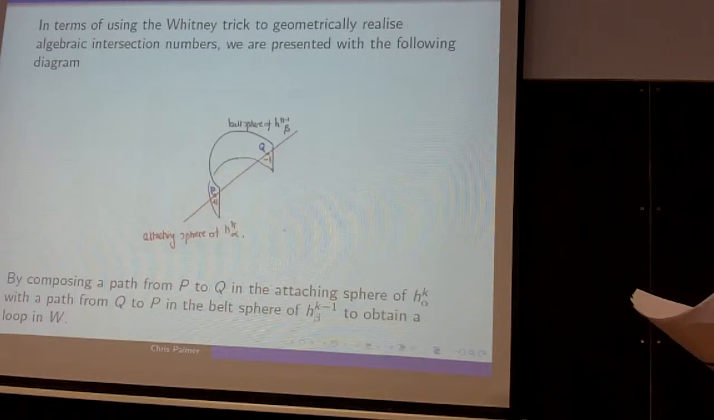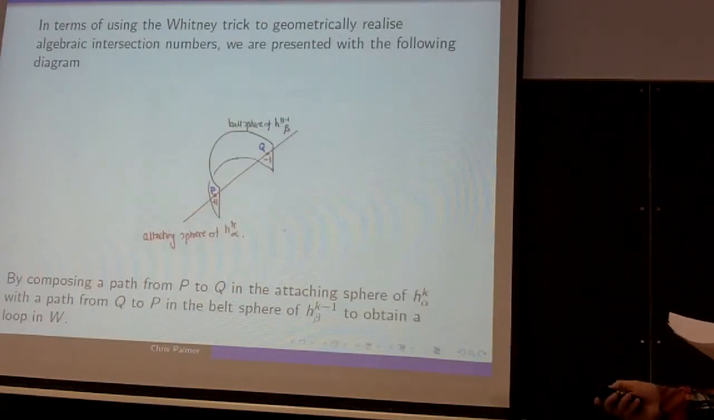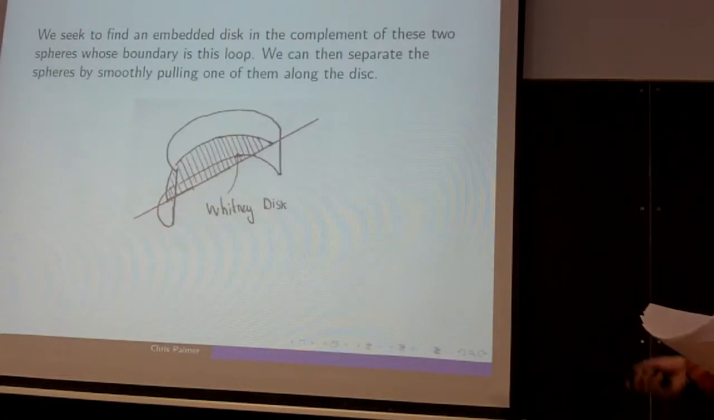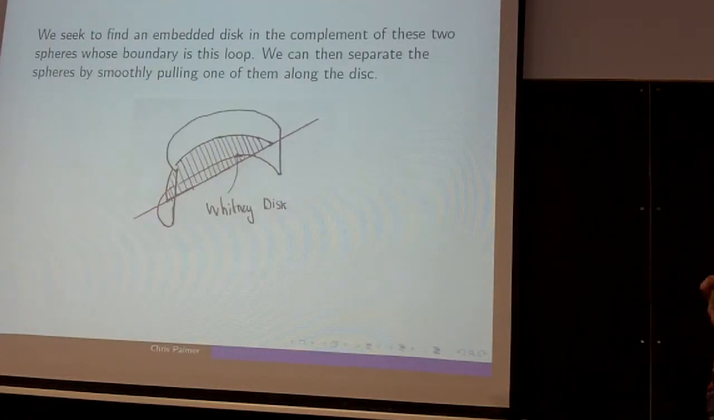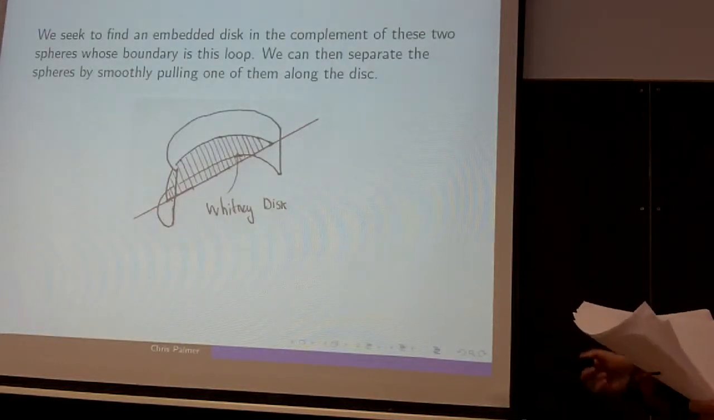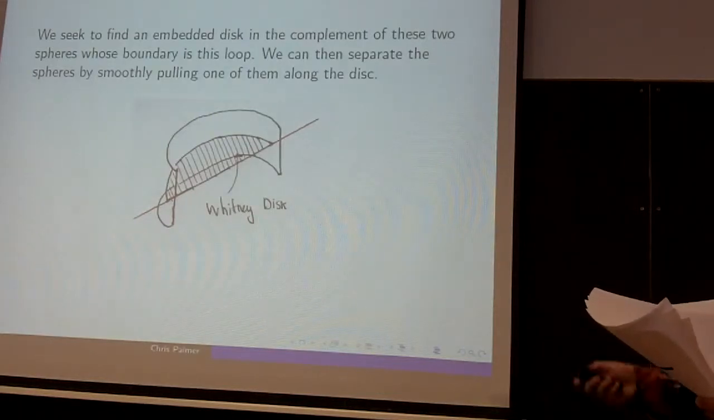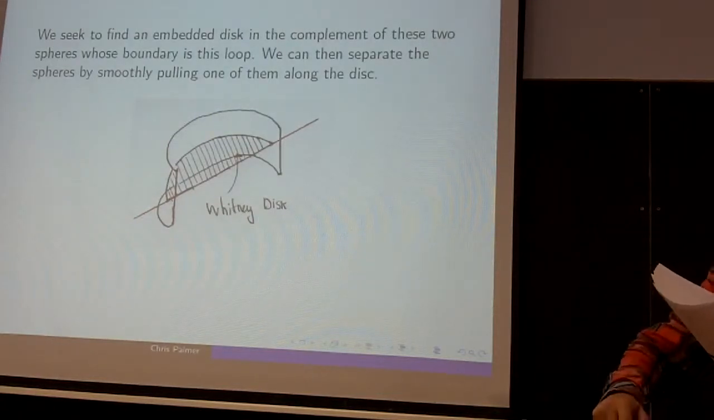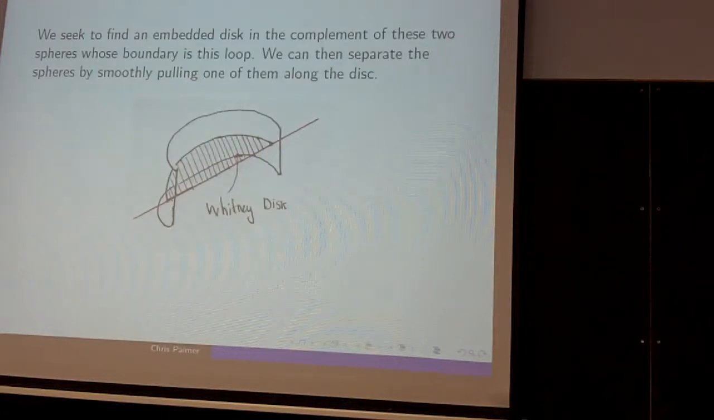And this gives us a loop in, well, perhaps not in W, but maybe in one of the ascending h-cobordisms. And the idea was to try to find an embedded disk in the complement of the attaching sphere and the belt sphere, such that the boundary of this embedded disk is the loop we've just described, and then to try and pull one of the spheres smoothly back over the disk so that it misses the other sphere.